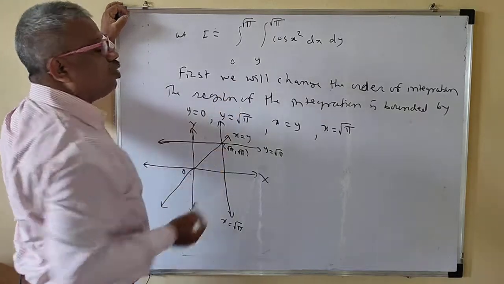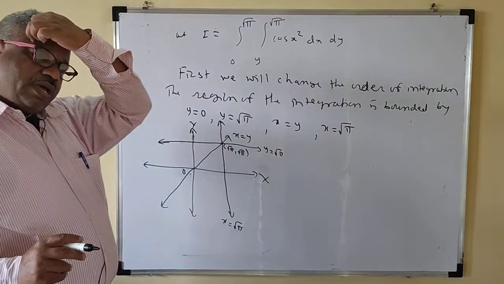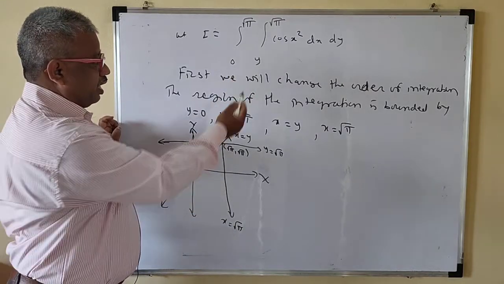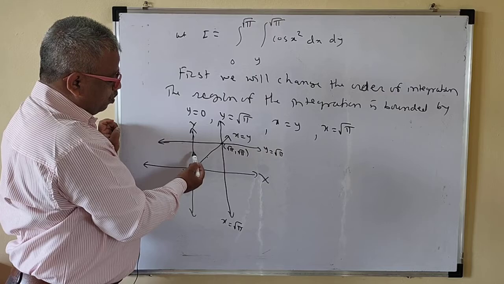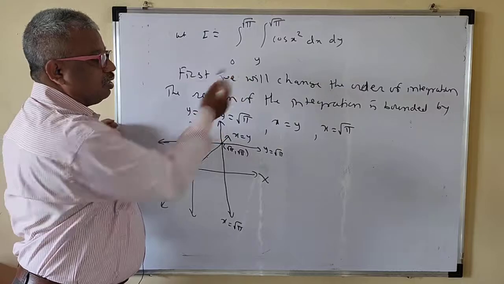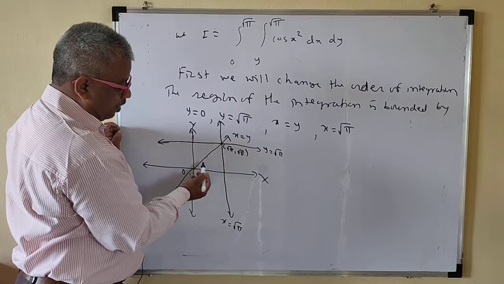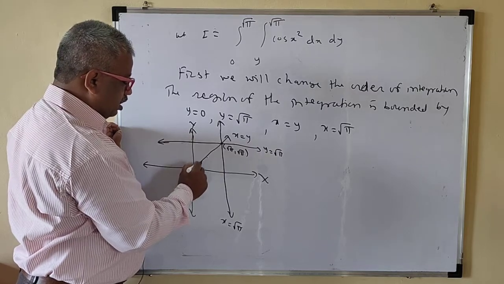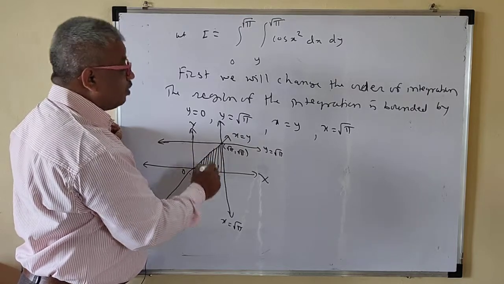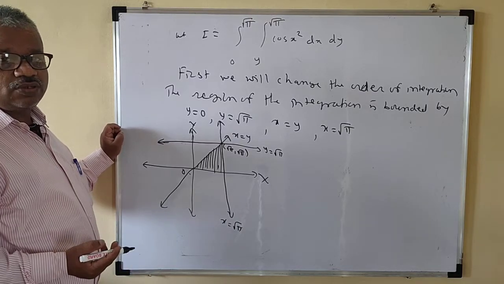So what is the region here? In the problem, the strip is parallel to the x axis, and on the left, x is equal to y. So your left limit is y here. So the limit of x is y to root pi. That means this region is the region of the integration. In the problem, the strip is parallel to the x axis, so we want to change the order of integration. So our strip should be parallel to the y axis.